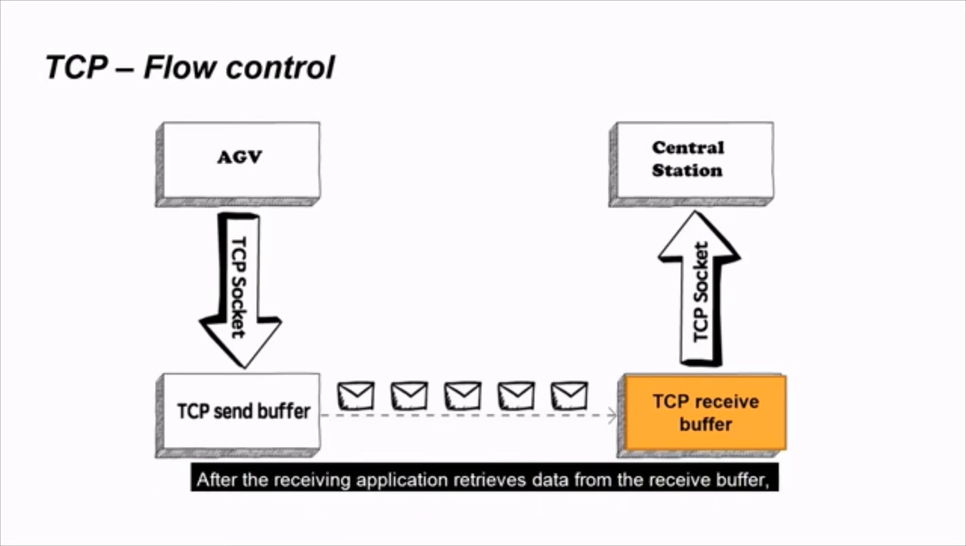After the receiving application retrieves data from the receive buffer, the receiving system can then advertise a receive window size that is equal to the amount of data that was read. Then, TCP on the sending system can resume sending data. To conclude, flow control is all about making sure we don't send more packets when the receive buffer is already full, as the receiver wouldn't be able to handle them and would need to drop these packets.